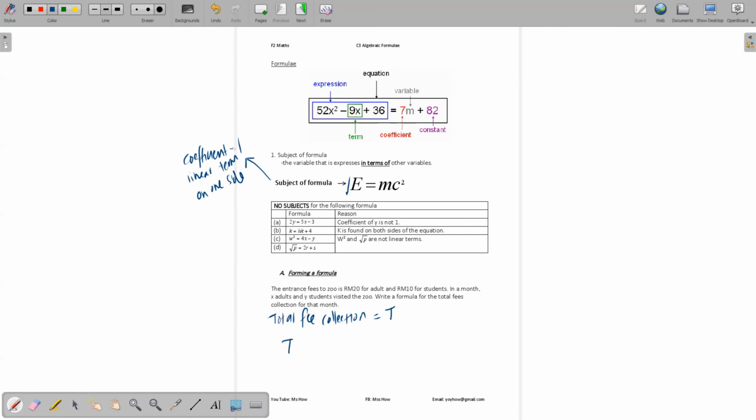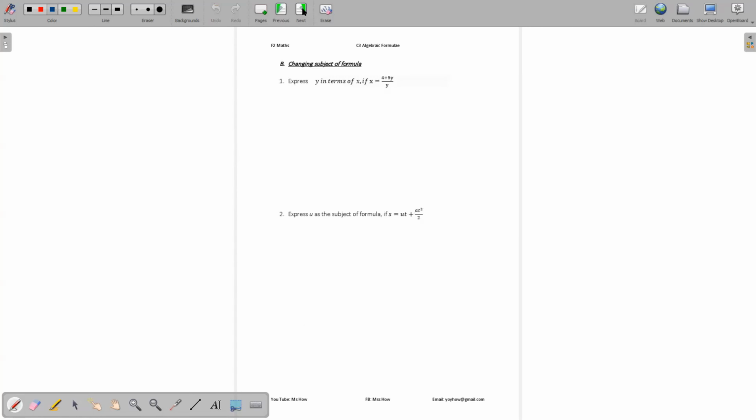So now T equals how many adults, we don't know, but we know the ticket is 20 ringgit, so 20 times X. And then for the students it is 10 ringgit and the number of students is Y. So very easy, you can see our formula is T equals 20x plus 10y. Okay, so we go to the next part.